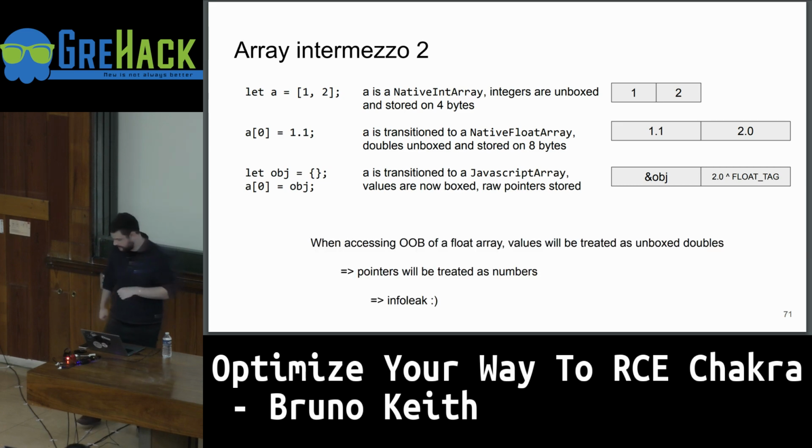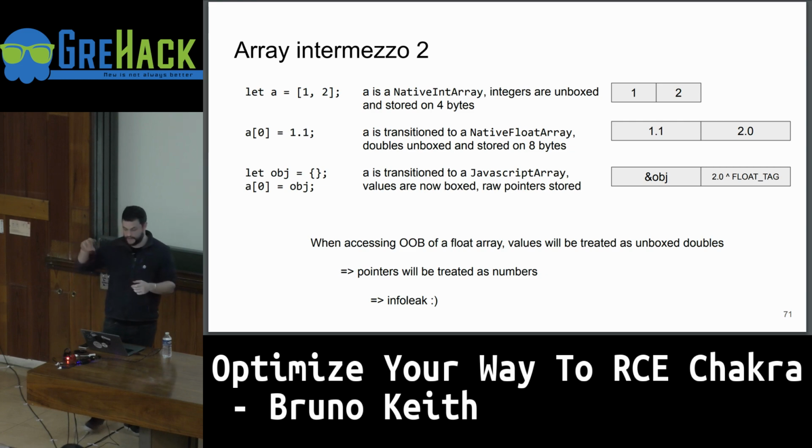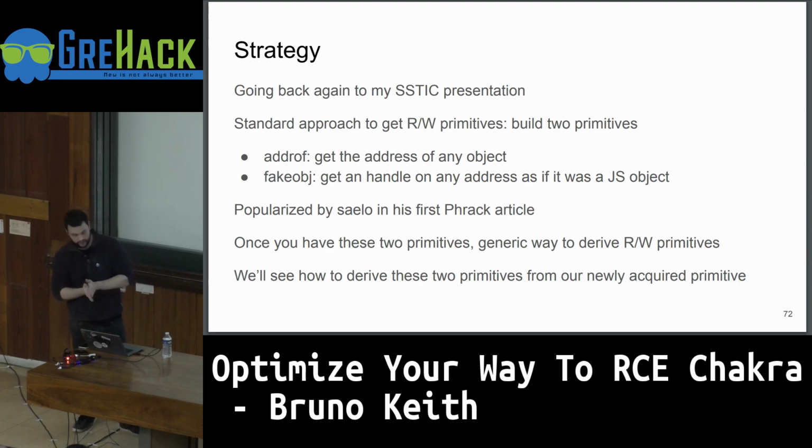Now the thing is, if we are accessing out of bounds of a float array, then for the engine itself, all the values that we'll be looking at or accessing are supposed to be unboxed double numbers. Which means that if we read a pointer out of bounds, the engine will treat that as a float. So here we basically have a vector of attack to get an info leak, by trying to read the pointer as a double value and getting that value back. And we'll be able to do it the other way around as well, accessing from an object array into that, and we'll be using that now to continue compromising the target.